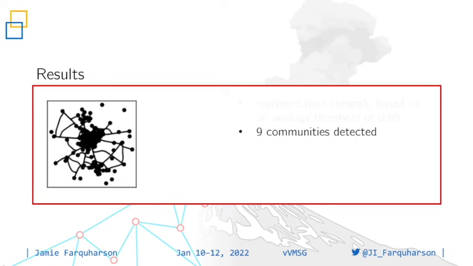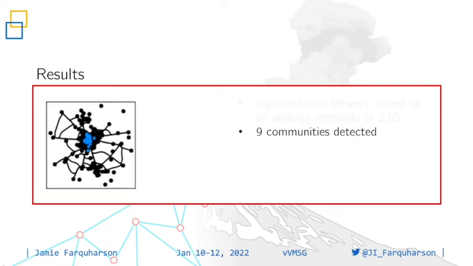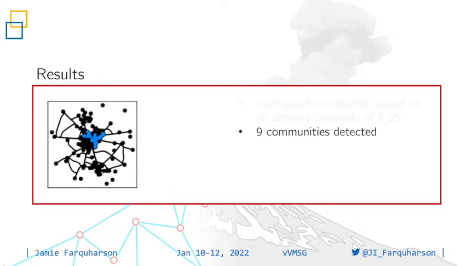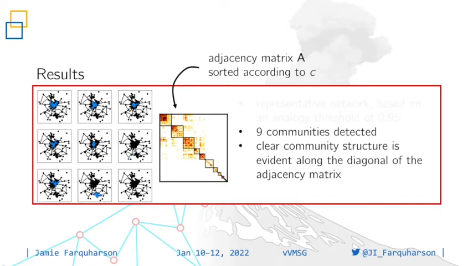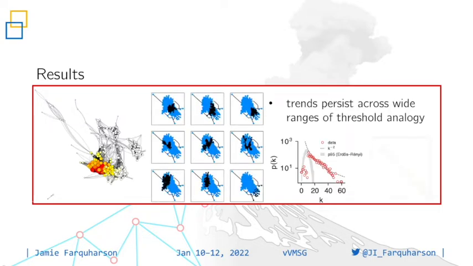So in this case, there are 9 distinct communities detected. Now, if we were to sort the adjacency matrix according to these groups, we can identify clear structures along the diagonal and very little structure off diagonal, which tells us that the community detection algorithm is doing a really good job of describing the distribution of nodes in the graph. And these trends persist across a wide range of analog thresholds, including these complex non-random graph structures characterized by a particular degree distribution. Community structures are evident and describe much of the variation in the graph distributions.